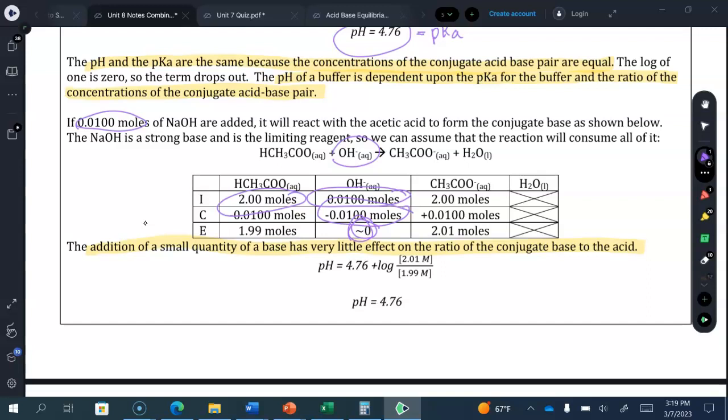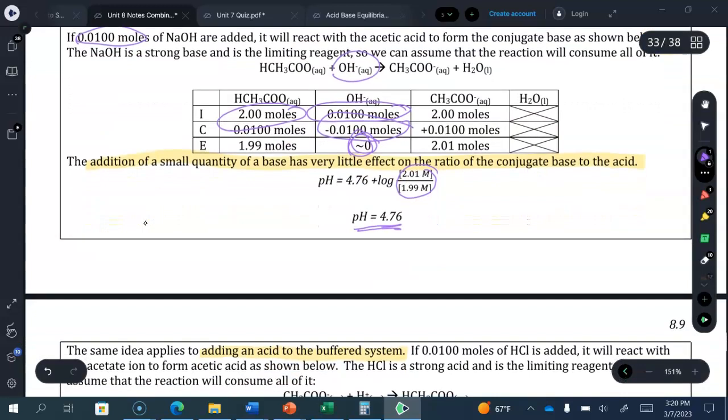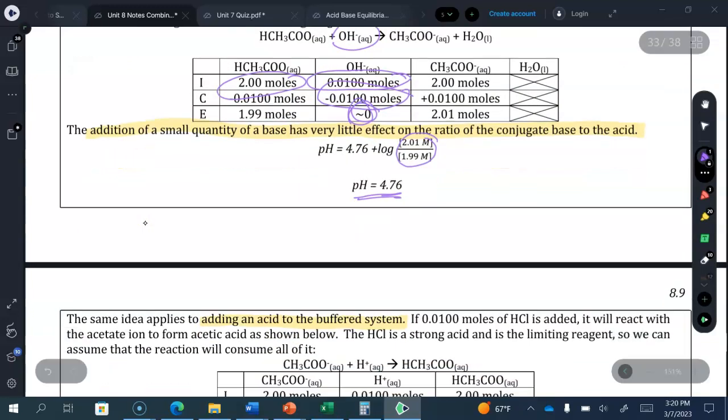We see that the addition of a small quantity of a base has little effect on the ratio of the conjugate base to its acid. And so if we recalculate this, we see that the pH actually doesn't change very much because the ratio is still almost 1. And so the pH is still very close to, if not equal to, the pKa.